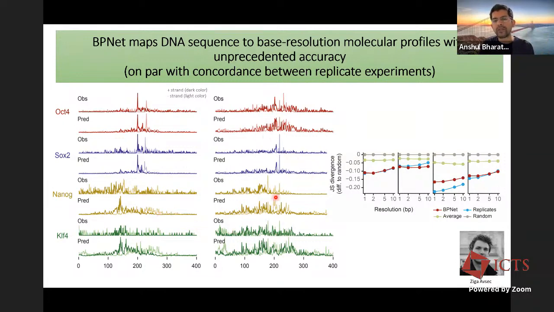Now we do these kinds of predictions across the entire genome, and we evaluate the global performance in terms of the correspondence and the concordance between the observed and predicted profiles. We see something really cool. This is the Jensen-Shannon divergence between the observed and predicted profiles. It's a measure of similarity of the shape of the profiles, okay?